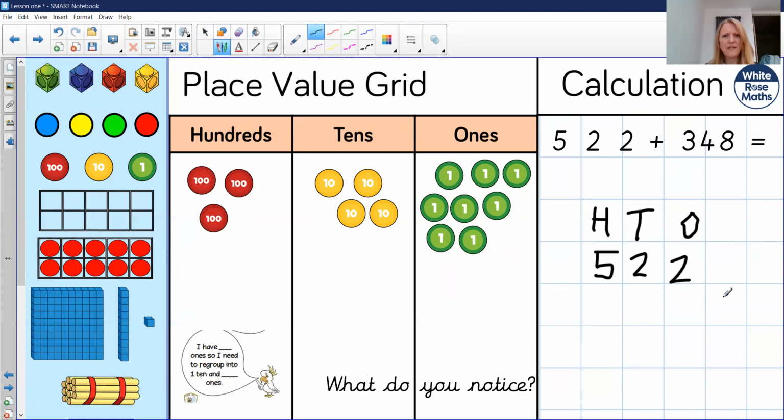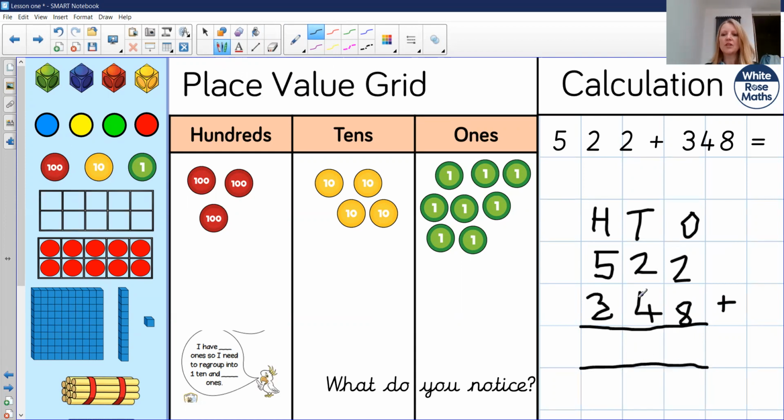522. Somebody finished already. Well done. 522, add 300. Oh, sorry. You're definitely going to overtake me now. 348. So my 3 looks very strange as well.